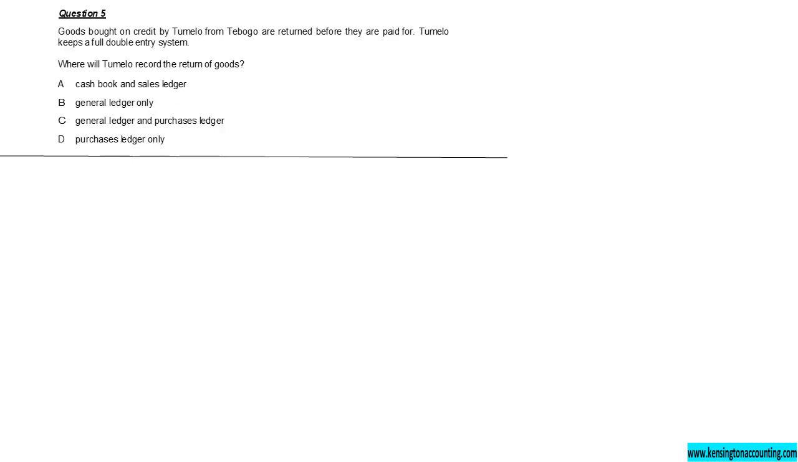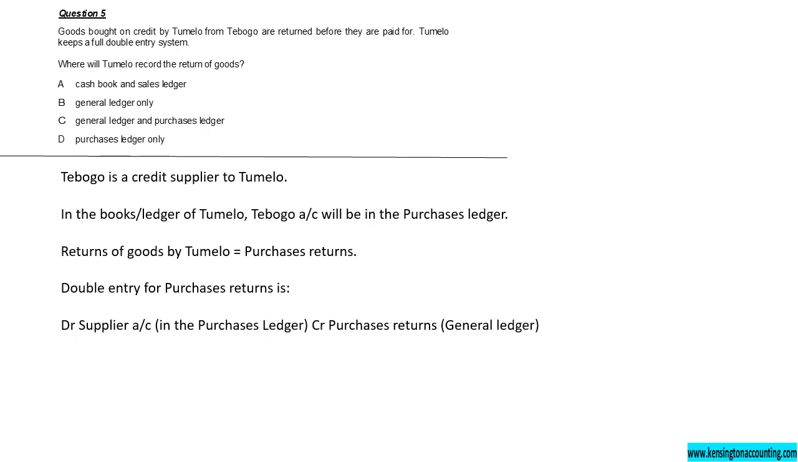That's question 5. Let's read the question carefully. It says goods bought on credit by Tumelo. Therefore, Tumelo is a customer. And Tumelo has returned goods to Tebogo. And the question is, where would Tumelo record the returns of goods? So Tumelo is a customer. It has bought. When it buys, it is a purchases, and when it returns, it is a purchase returns. Now, how do we record a purchase return? What are the double entries for a purchase return?